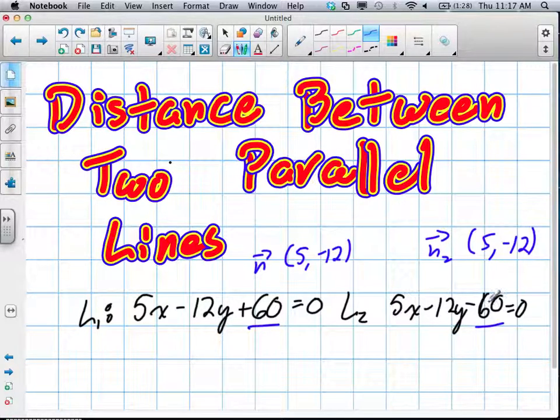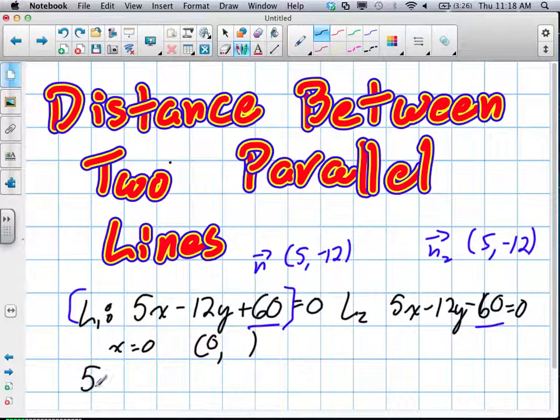Now, in order to do this, remember, we've been going through the formula of a point and a line. So we need to find a point along one of these lines, and let's say it's the first line. A good way to do this is just to choose an intercept. Set one of the variables equal to 0, that way we can solve for the other. So let's say we set x equal to 0. So we're trying to find the coordinate of 0 and something.